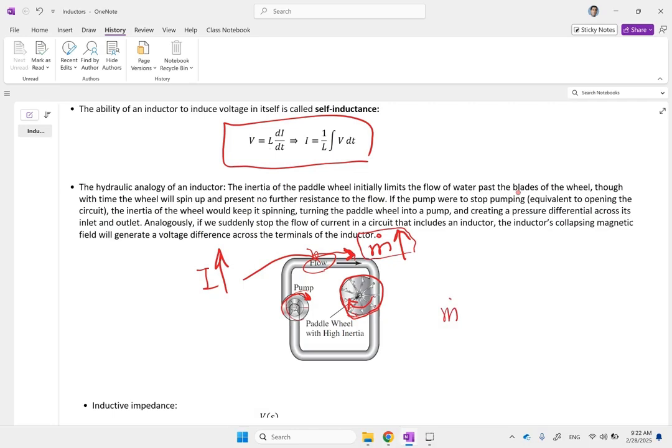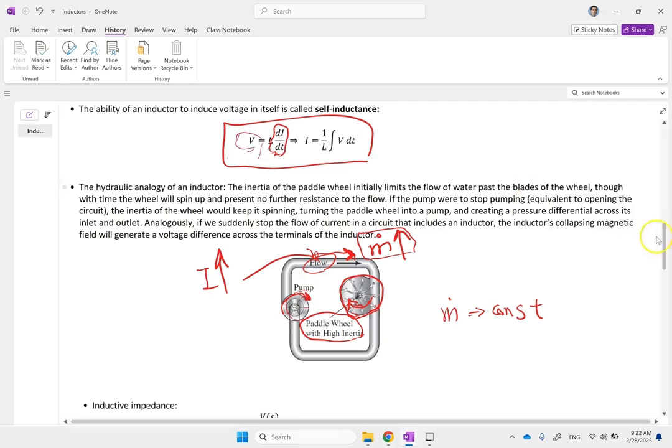And when this mass flow rate is increased to some steady value, then this m dot is going to go to some constant value. And since it's not changing anymore, the resistance of this wheel is going to stop. And without too much resistance, this guy is going to spin just like anything else in the circuit. So resistance happens as long as your flow is changing. If your flow stops changing, the resistance goes away. In this case, the resistance of this is similar to the voltage for the inductor.